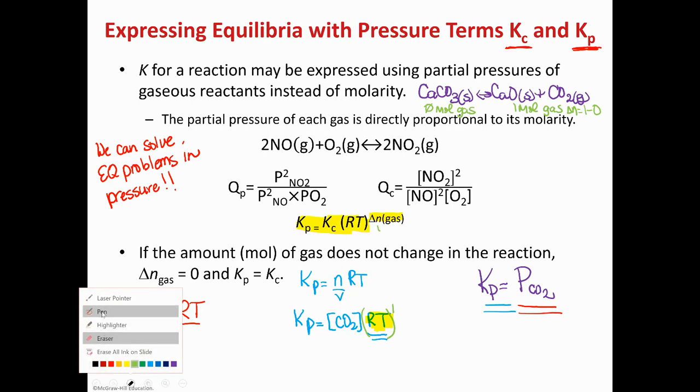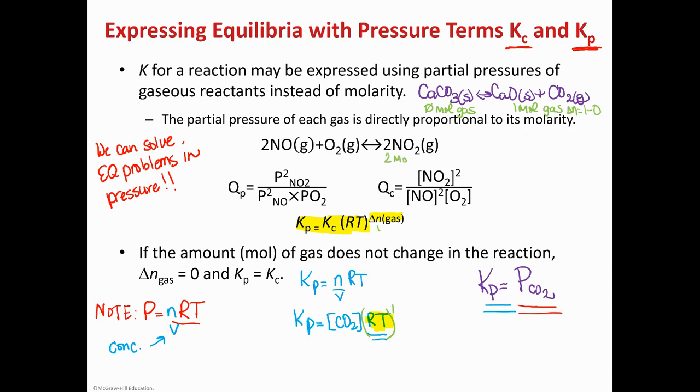So let's go back to the pen. Let's say it's this reaction: 2NO plus O2 to make 2NO2. I have 2 moles of gas on the product side, and I have a total of 3 moles of gas on the reactant side. So what is my delta n for this one? Delta n is 2 minus 3. So Kp will equal Kc times RT to the negative 1.